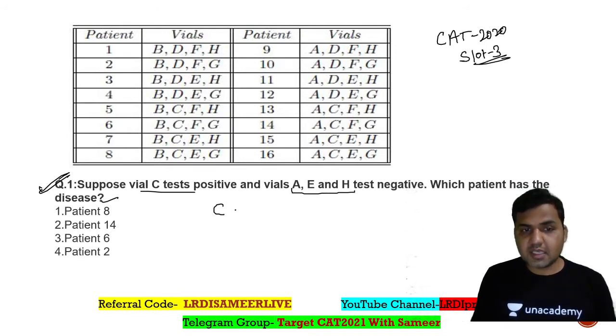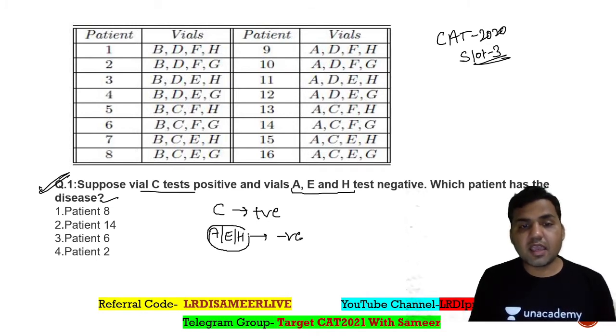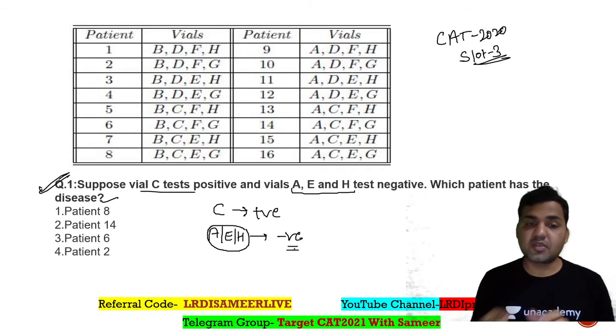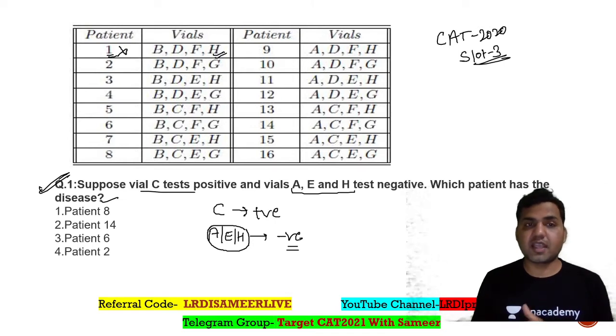Now C is showing us a positive result and A, E and H are showing us a negative result. That means all those patients whose blood is present in A, E and H, which are showing the negative result, will not have the disease. Now, can I say that patient number 1 will not have the disease? Why? Because patient 1's blood is present in vial H and H is showing the negative result. And C is showing the positive result.